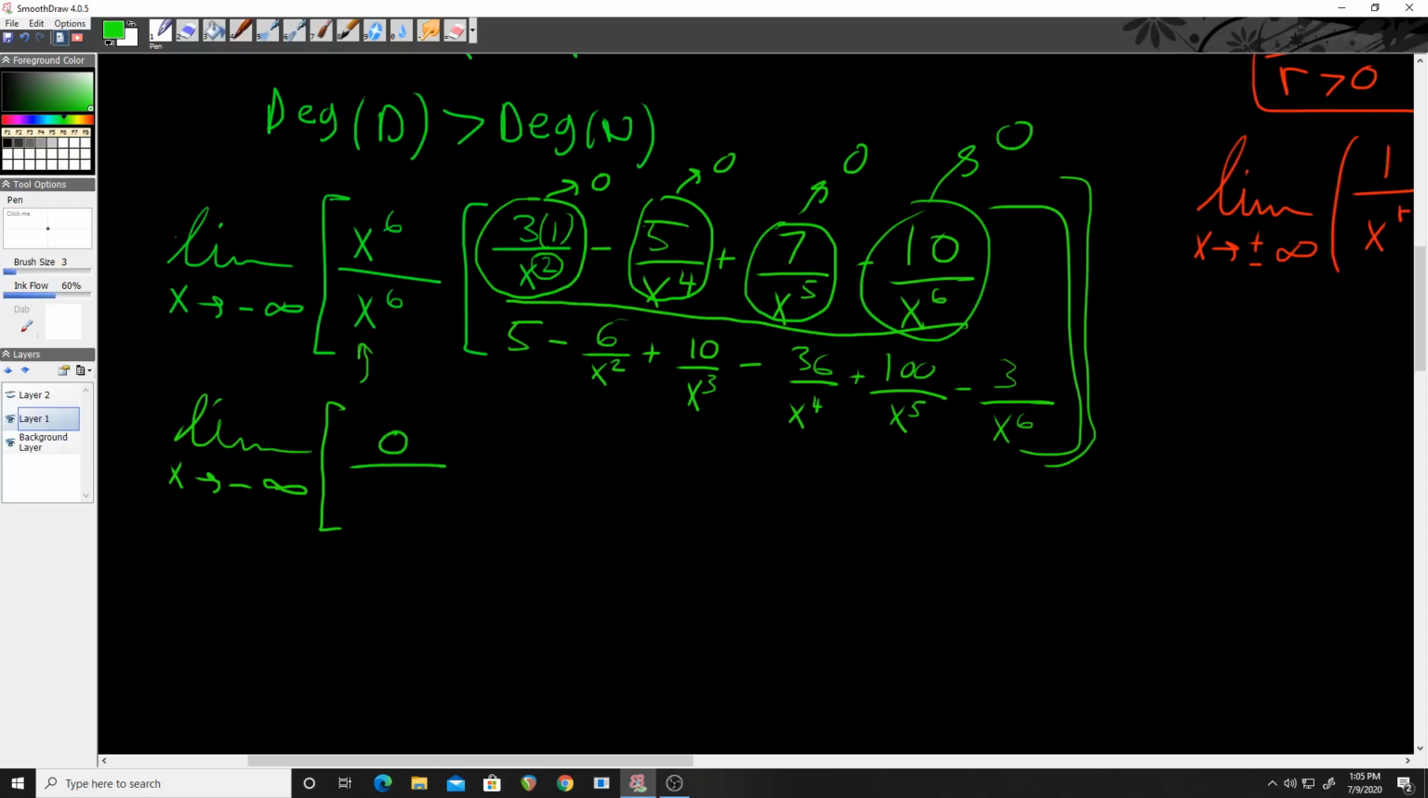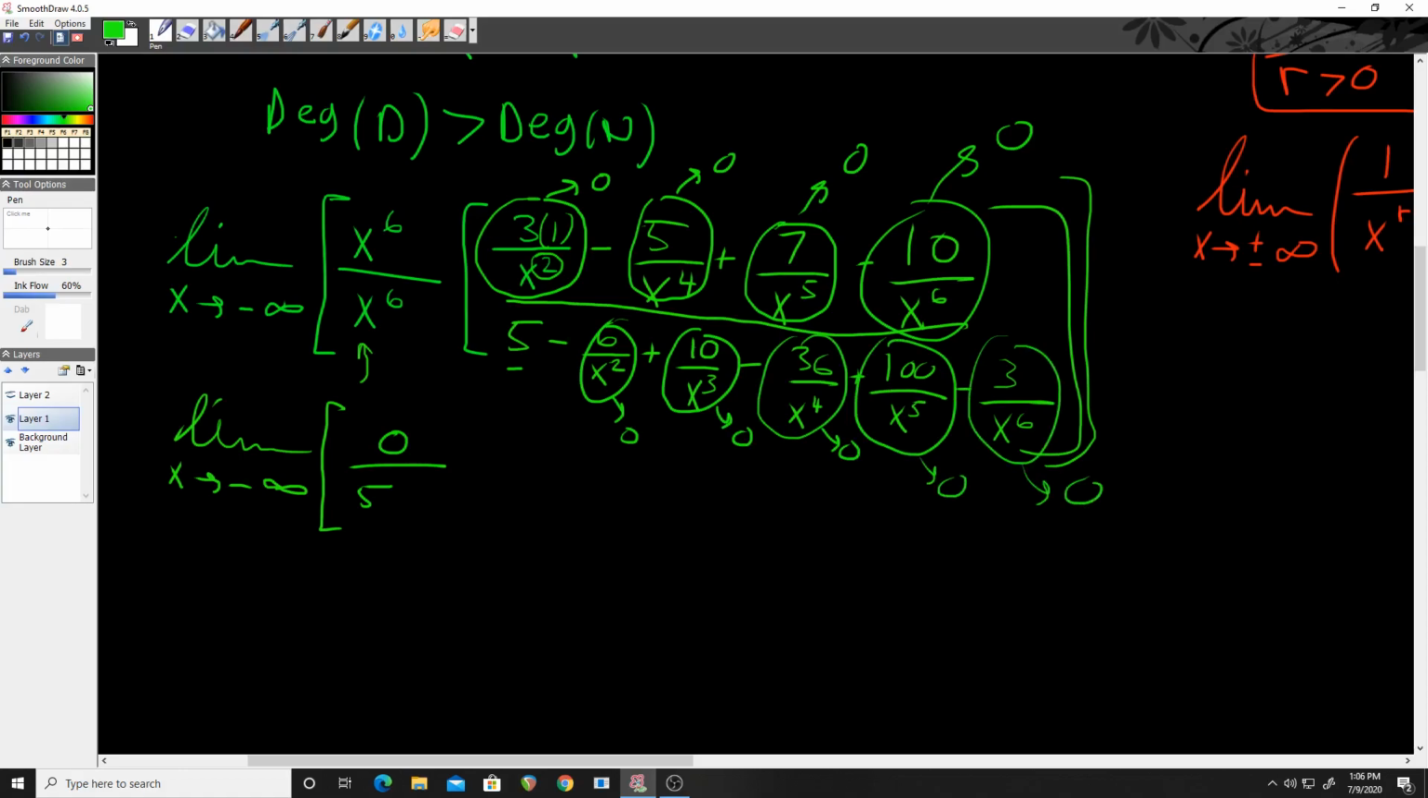And now let's think about the bottom, right? So we have this 5 left over. But now look at this: same thing. 1 over x to some power. As x goes to plus or minus infinity, we're going to 0. Same thing here, same thing here, same thing here. 0 everywhere except for the 5. So we basically just get 0 divided by 5. And of course, 0 divided by 5 is 0.